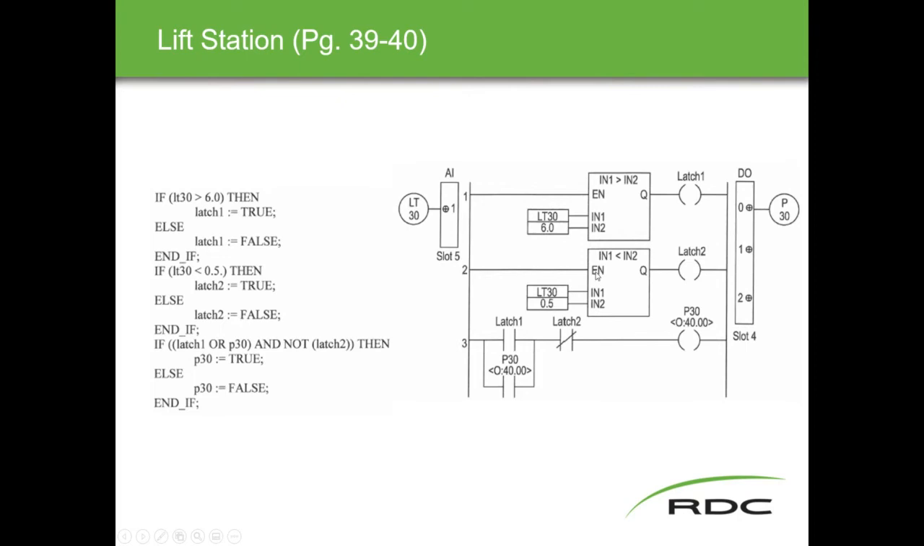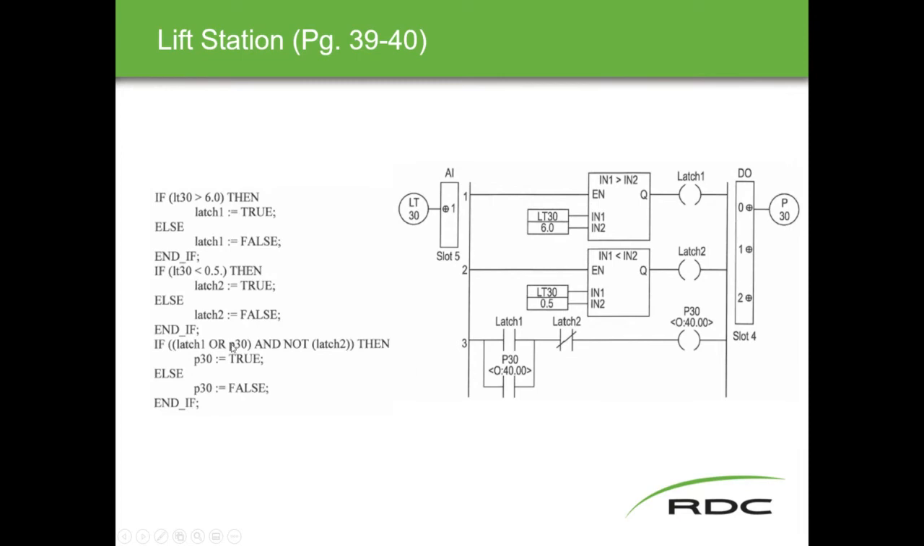Okay, second line, what is going to be? If LT30 is less than 0.5, then latch 2. So if LT30 is less than 0.5, then latch number 2 is equal to true. If not, or else, latch 2 is then false. That's the way we write it. END_IF closes the rung. Okay, it just is. That's the way it is. Just like we have a semicolon here, we have END_IF semicolon here.